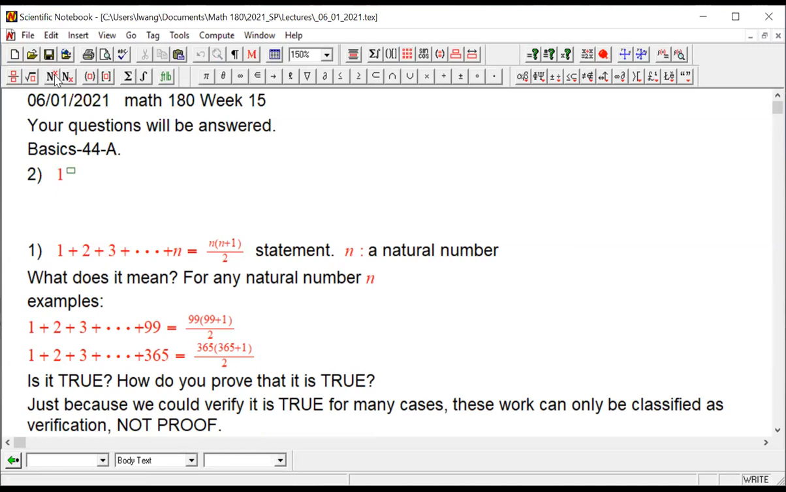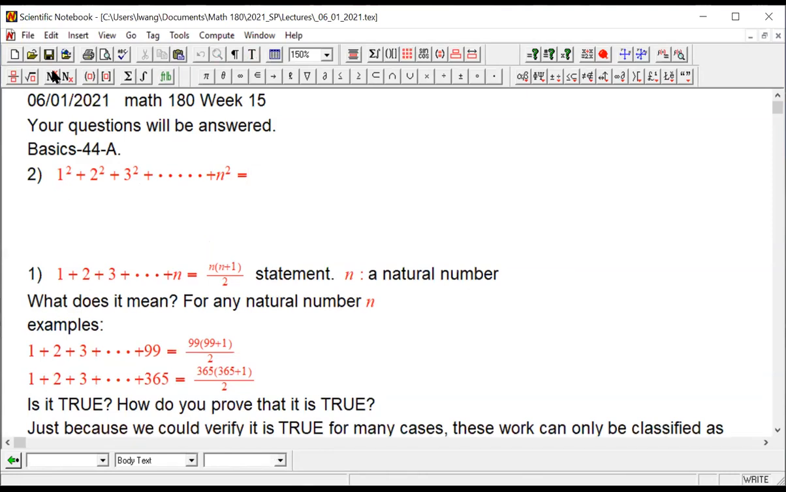Okay, the second formula that you are going to use in Calc 1 is this. 1 squared plus 2 squared plus 3 squared, as you see it, plus more all the way up to n squared. And this statement says, the sum of squares of consecutive natural numbers.